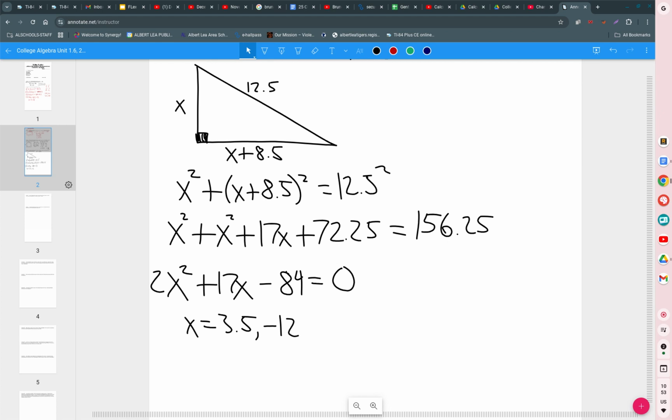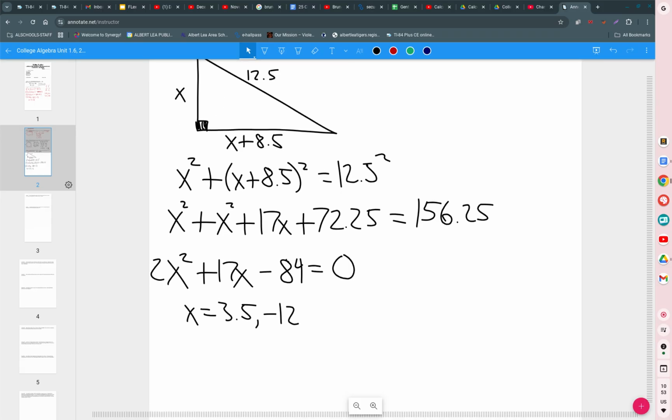3.5 and negative 12. Are they both right? Is one right? I don't believe the negative 12 is correct. Can't have a negative dimension, can you? So we're going to choose to use 3.5. I take the 3.5, I put it right here. That's the height of the triangle. And then the length is 3.5 plus 8.5, which is 12. I now have enough information to determine the area.